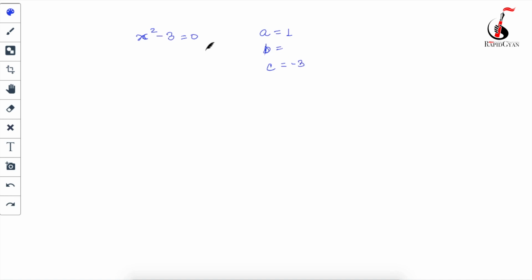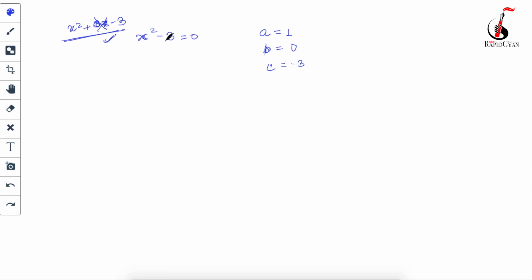But what is the value of b in this case? B is the coefficient of x, and since x is not there in this equation, it means the value of b is 0. So can I write this equation like this? X square plus 0x minus 3. Yes, I can write this, because anything multiplied by 0 will become 0. So this anyway becomes 0. So what will remain? The remaining thing will be x square minus 3. So now we will have to solve this.